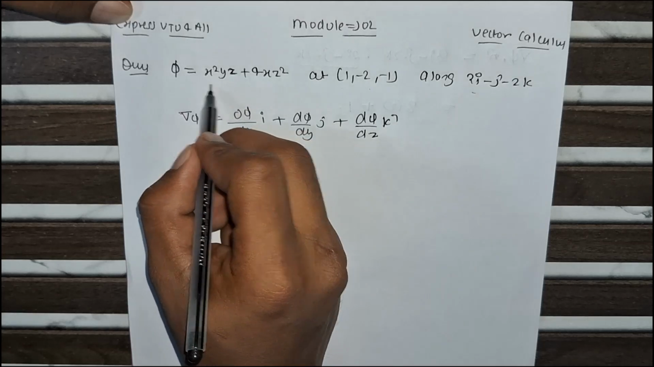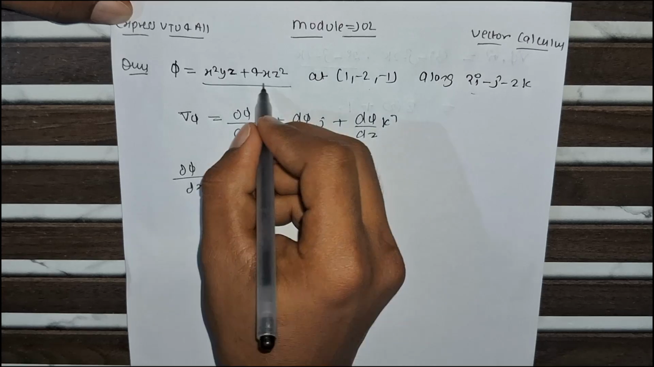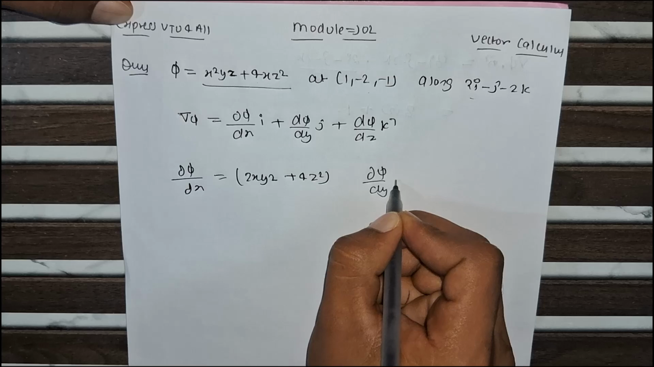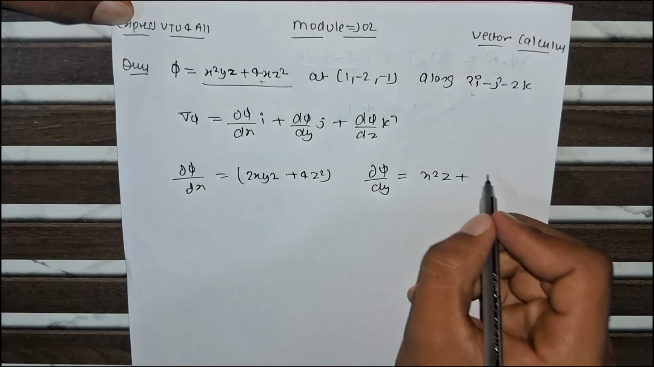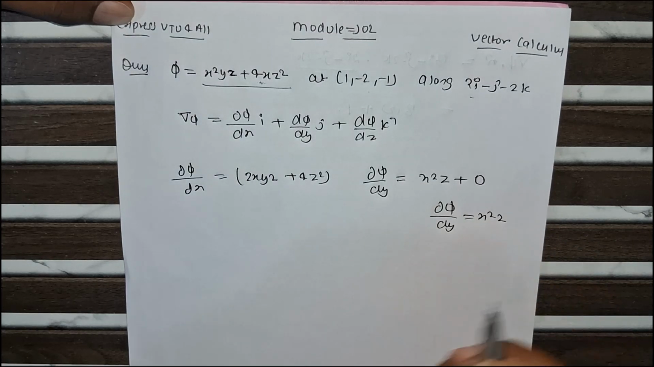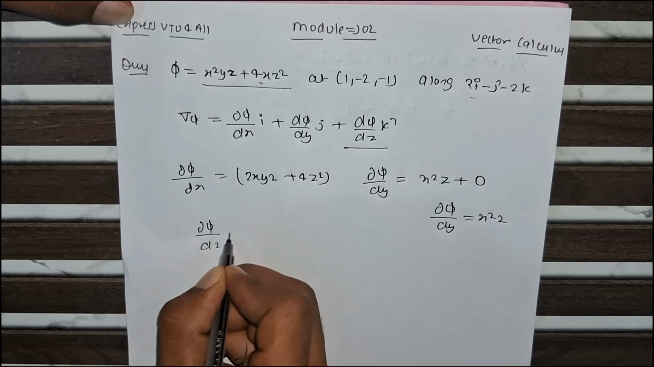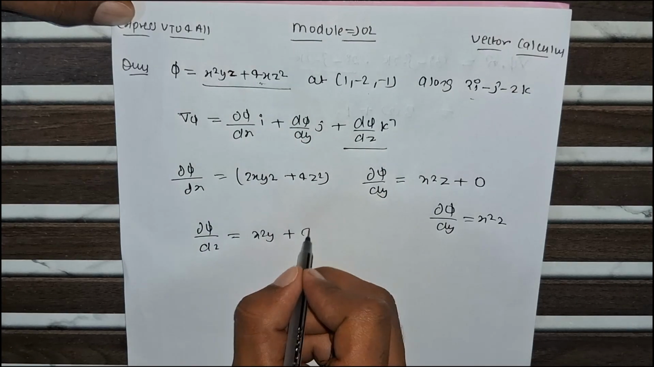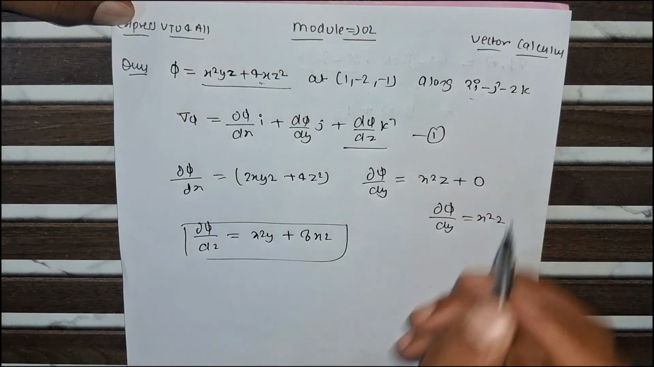The differentiation of phi with respect to x is 2xyz plus 4z squared. Now go for del phi by del y, which is x squared z, plus, since no y term is there, 0. Now the third one, del phi by del z, which is x squared y plus 8xz. These are the respective values which we have to put in the equation.